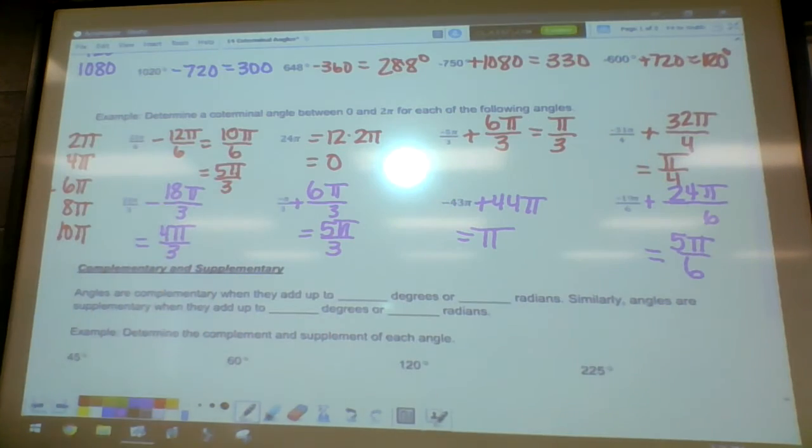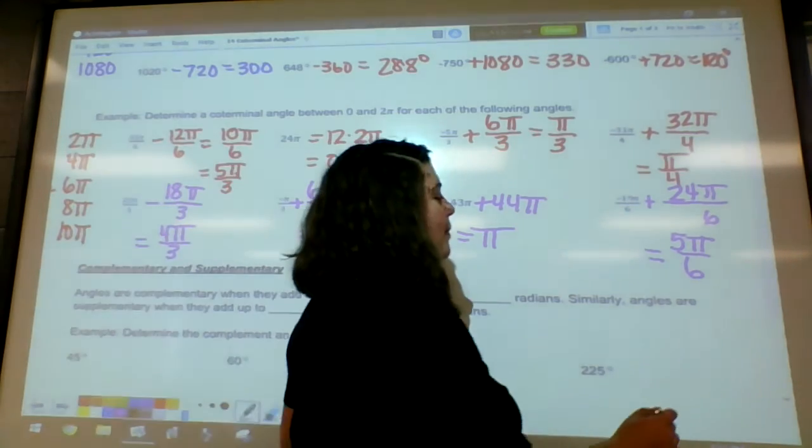All right, what do you think about those radians? Yes, no? All right, so before we get into finding sines, cosines, tangents of all this, I wanted to just take a moment and talk about something slightly different, and then we'll go right back into it, okay? So we're going to talk about complementary and supplementary.